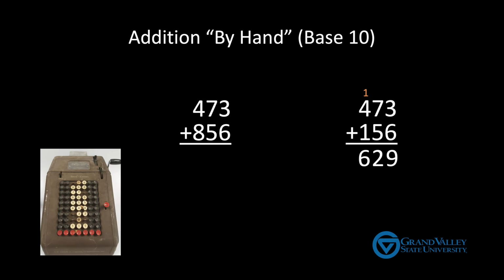So here we have 473 plus 856. So this time, 3 plus 6 is 9, 7 plus 5 is 12, write down the 2, carry the 1. Now we have 1 plus 4 plus 8, which is 13. And notice here that even though we added two 3-digit numbers, we got a 4-digit answer. Just pointing that out as it ties into the idea of the carry out that we'll see in a minute.